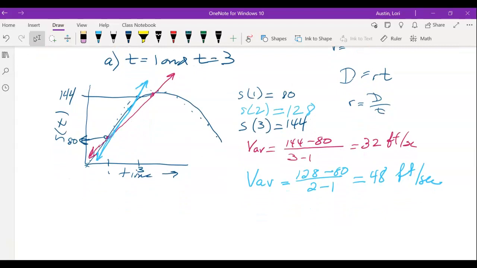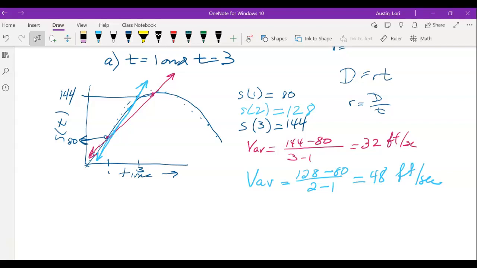Well, am I not getting closer to what's happening at 1 second? I'm closer than I was between 1 and 3, meaning the average velocity between 1 and 2 is certainly closer to the instantaneous velocity at 1 than the average between 1 and 3 was. So now, how can I get even closer? I did between 1 and 3. I did between 1 and 2. 1 and 1.5. Sure. Okay, now we're using decimals.